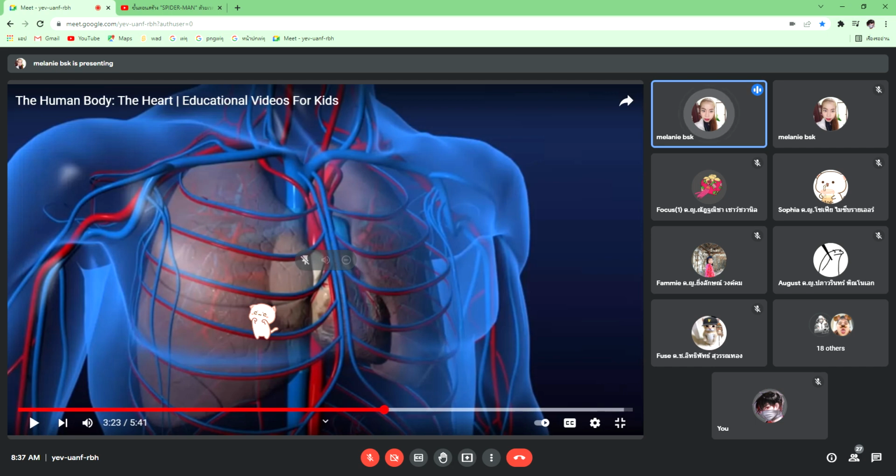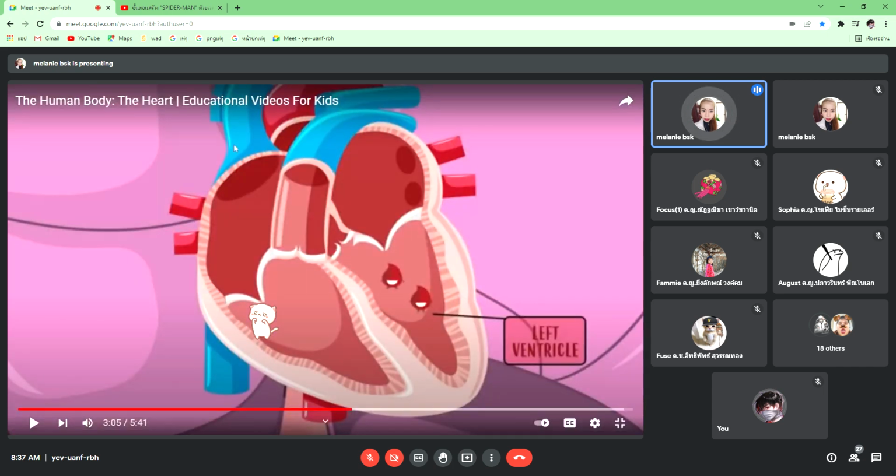Okay, so the heart also has the superior and inferior vena cava. Superior means the upper part, and inferior means the lower part.